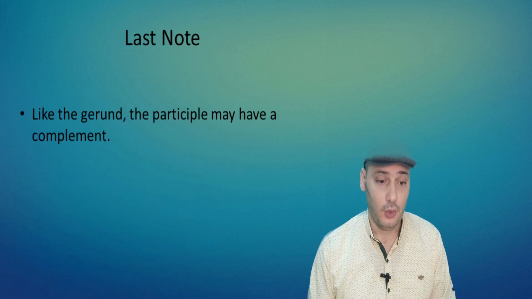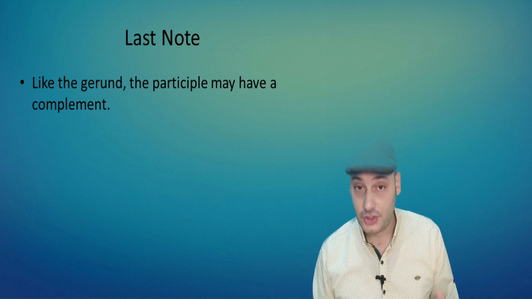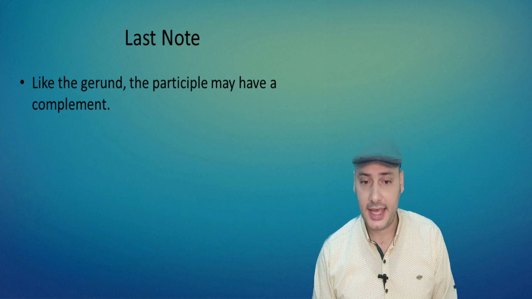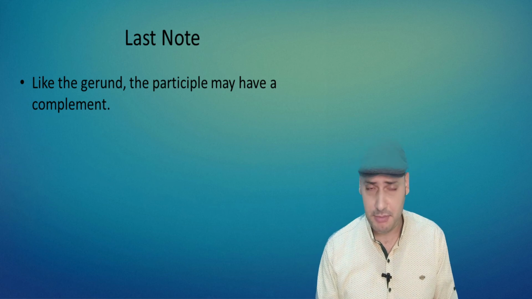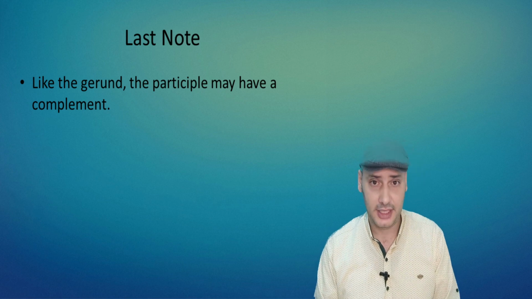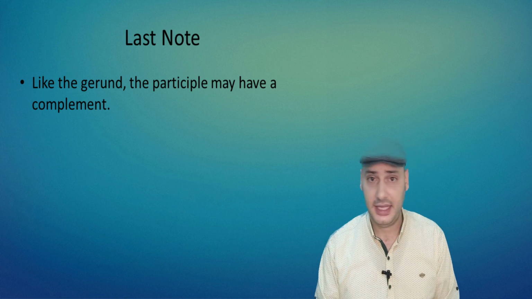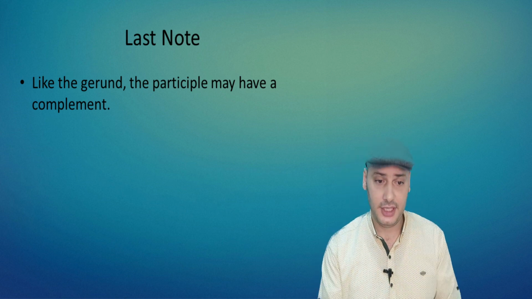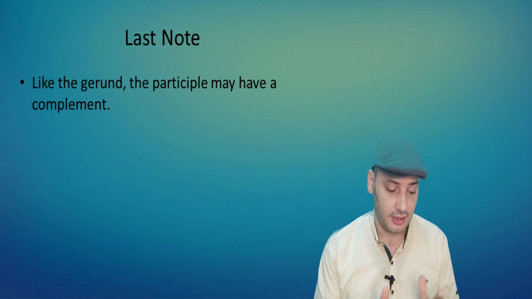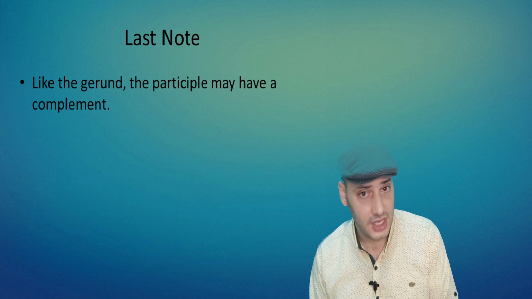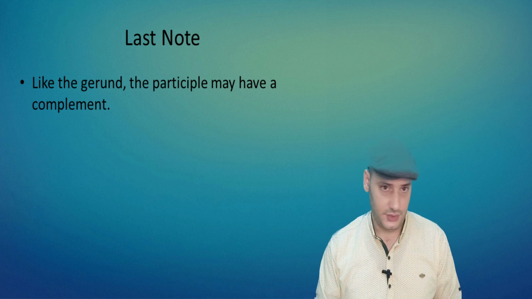And the last note: like the gerund, the participle might have a complement. If you remember, we said that with the gerund, we might have a complement or an object because it's half a verb and half a noun. But here the participle is half an adjective and half a verb. That's all for today.